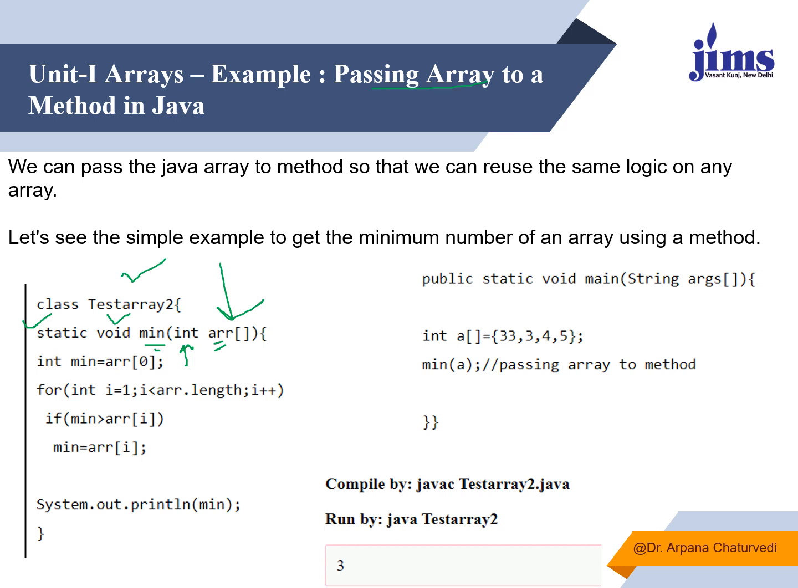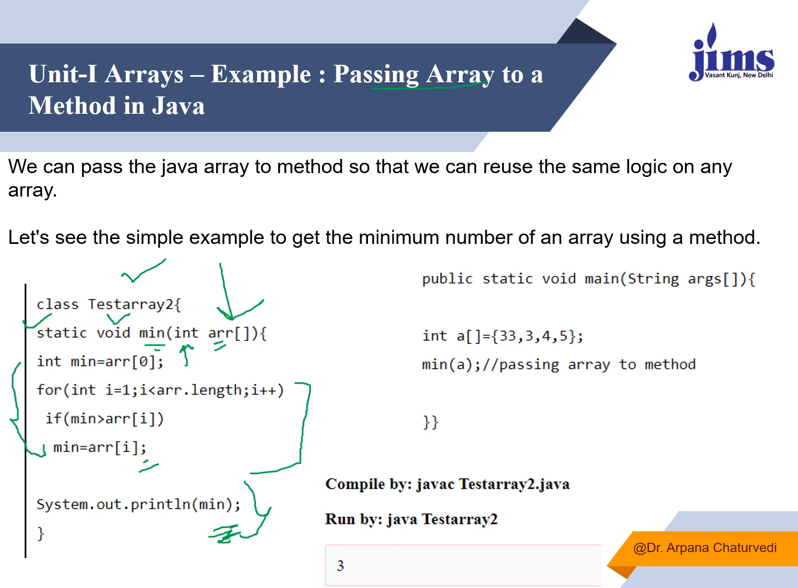No need to use an object to call this method. Within this I have written my process logic, that is min equals arr[0]. I am comparing the rest of the elements from index 1 onwards and checking if any element has a lesser value than this, then I am swapping it. And at the end, once it comes out of the loop, I am printing this min value. I am printing here, not returning, printing this min value.